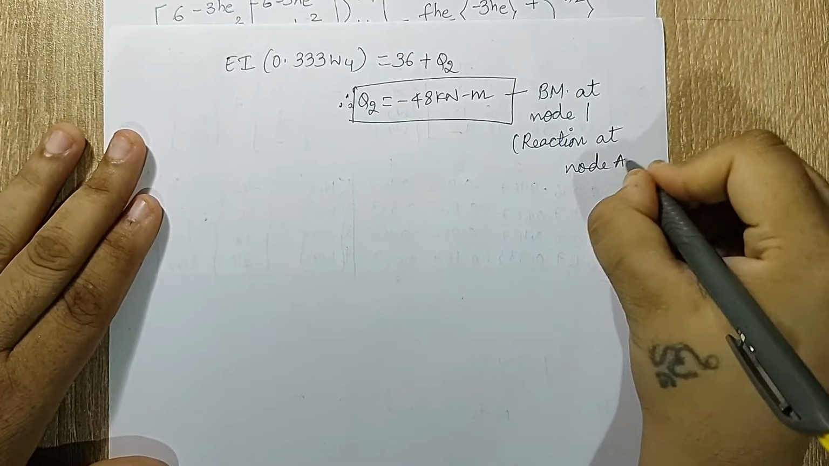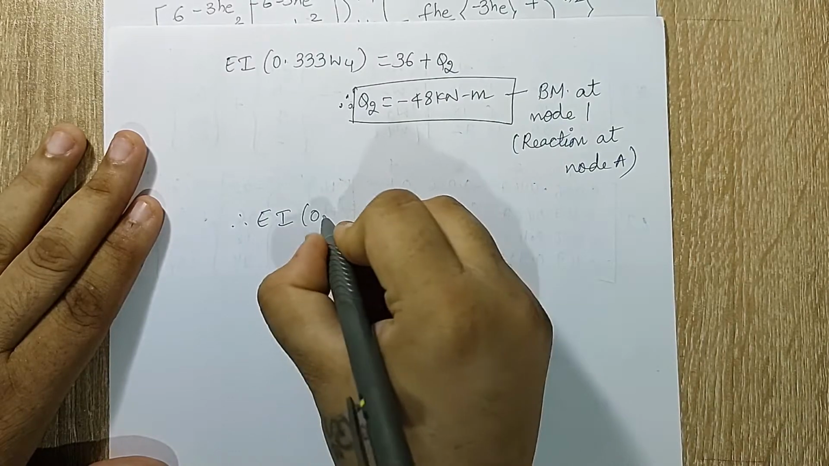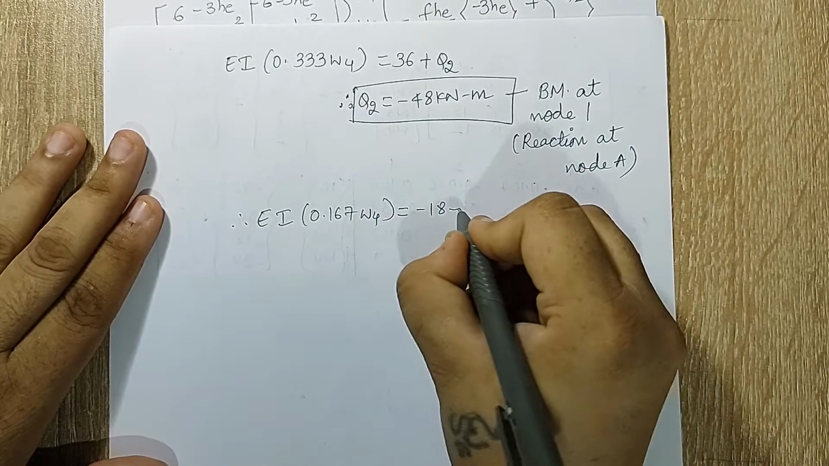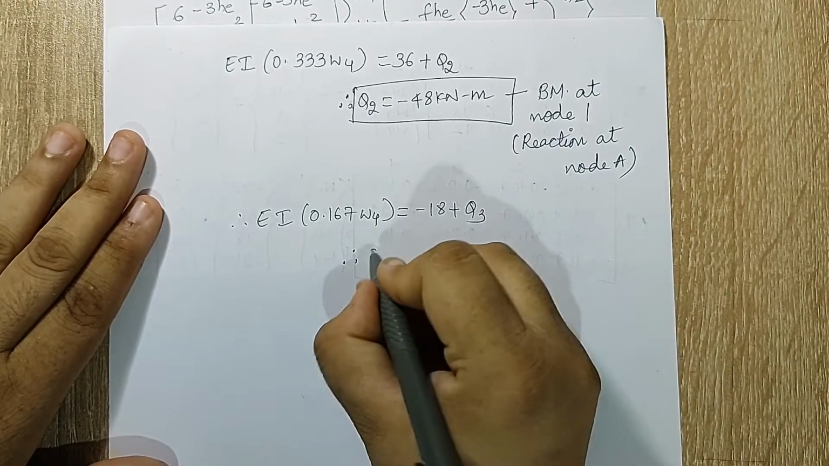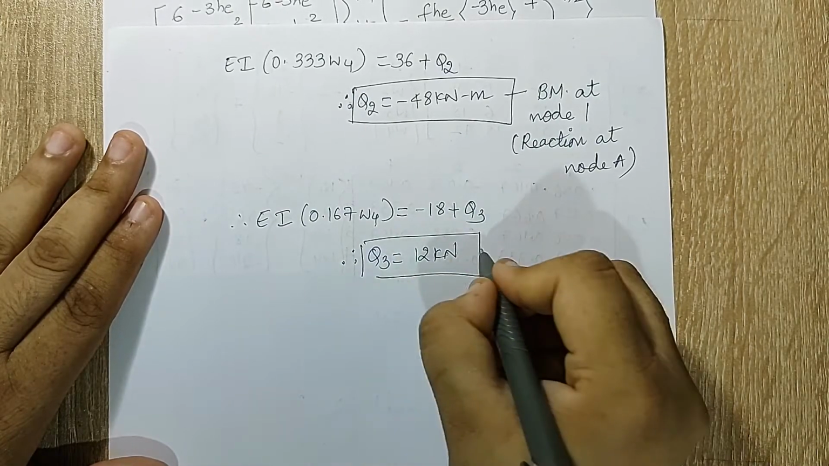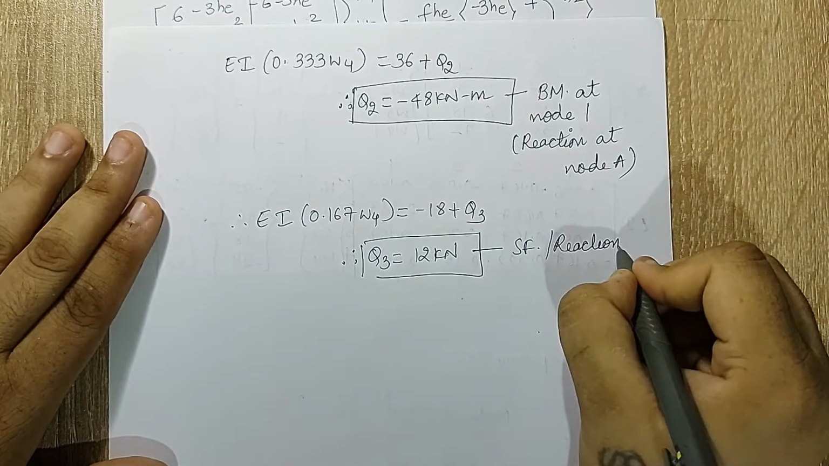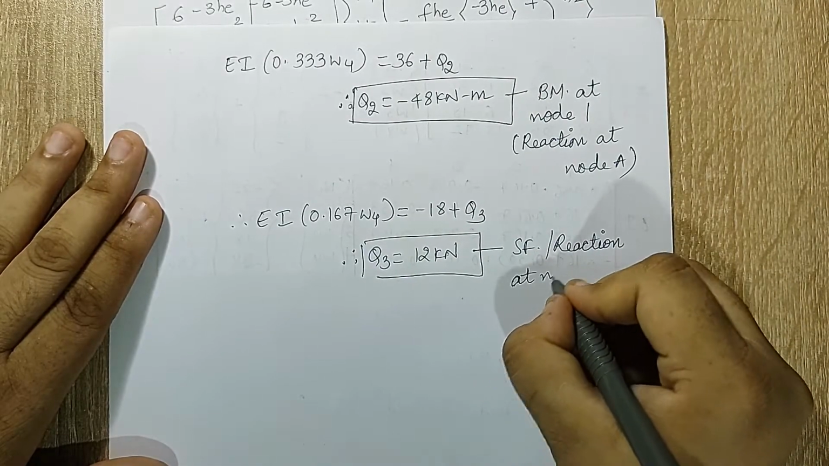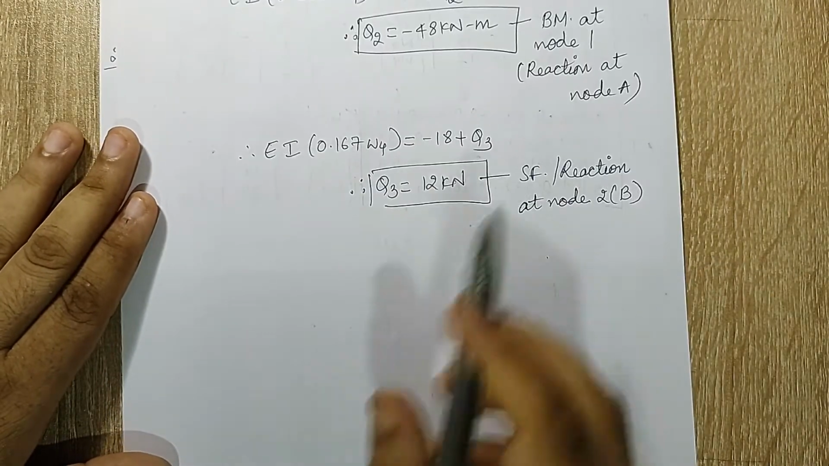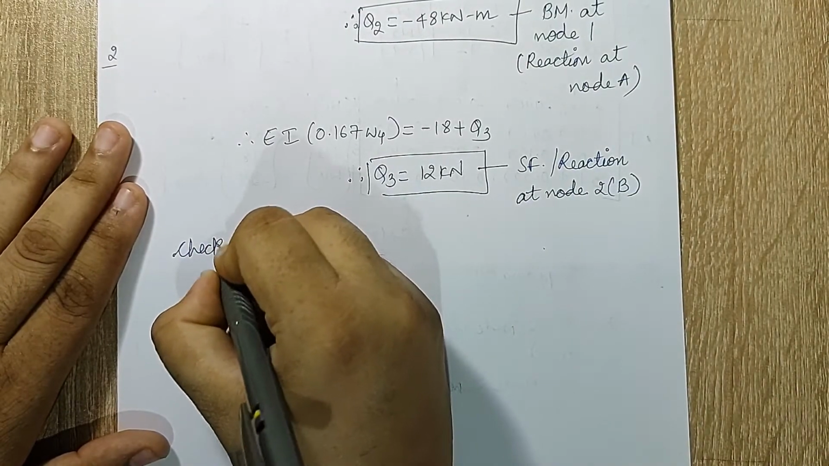You can write down. Next, I'll write down for Q3. Therefore, I obtain Q3 as 12 kilonewton. This is shear force or reaction at node 2, which is B. So these are also the answers which I have just written. Next, I'll go for the check step.